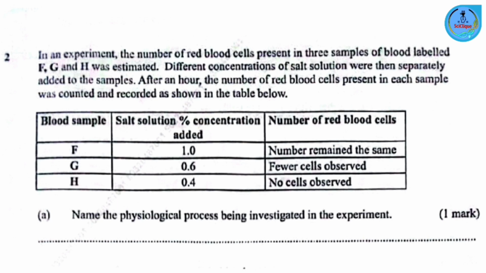When it comes to F, at the end of the treatment, after 1 hour, the number of red blood cells remained the same. When it comes to G, there were fewer cells observed, meaning that some of the cells probably burst. I'm going to explain this later, okay? And then H, no cells observed. Whatever treatment they underwent caused the cells to burst, all of them, such that after an hour, no cells remained. Now, part A, name the physiological process being investigated in the experiment.